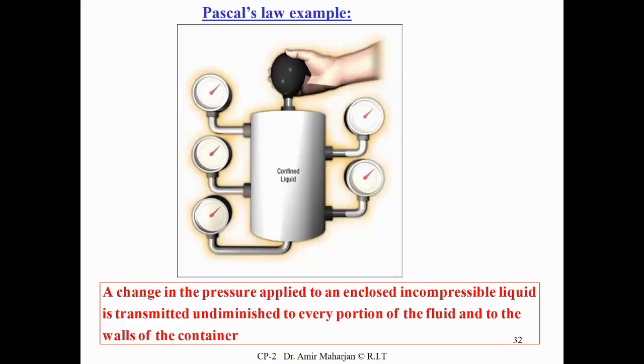So the next topic is a very important law called Pascal's Law in fluid statics. Pascal's Law. So what is Pascal's Law? Let me first try to explain with this visual diagram.